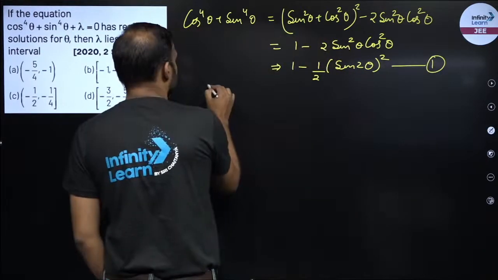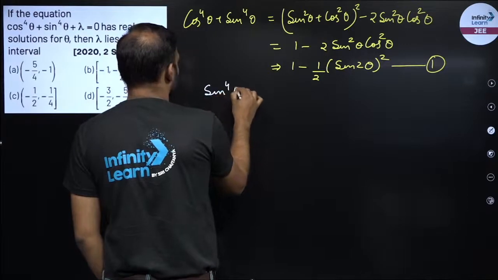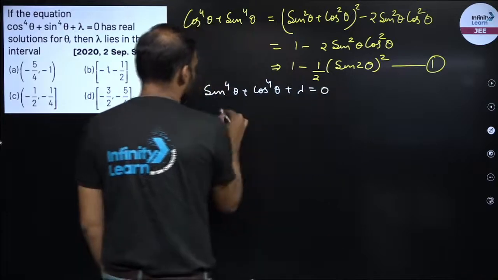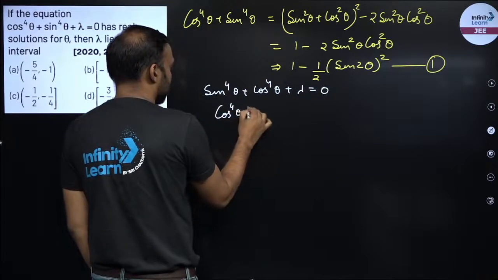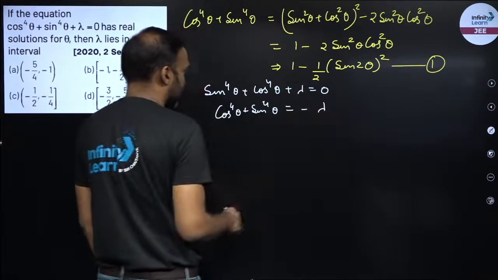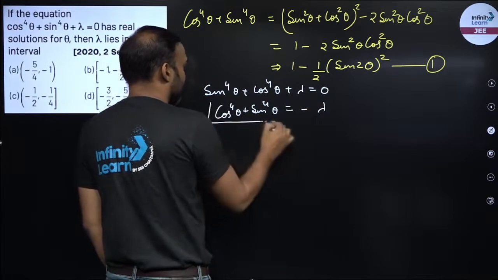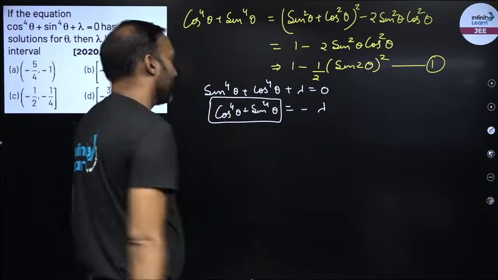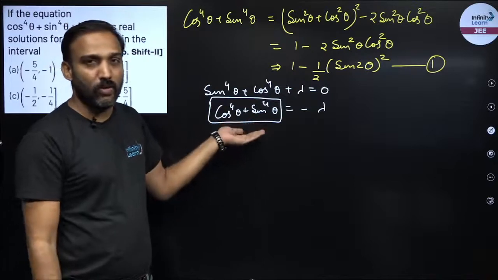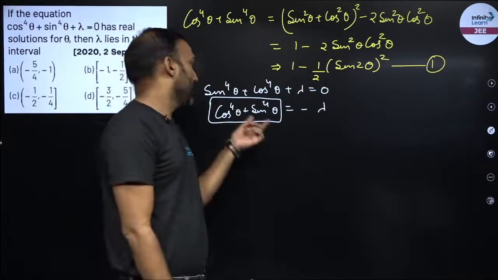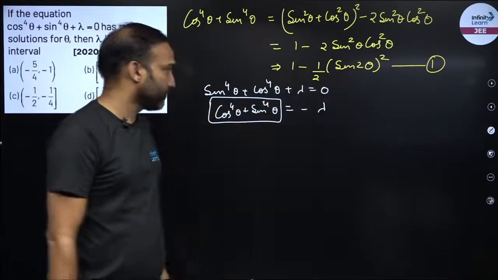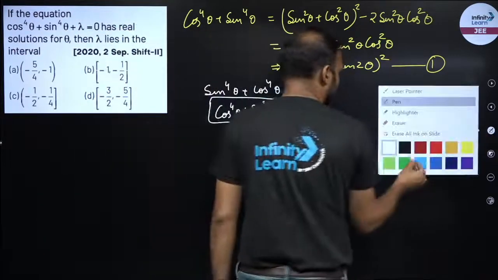Now the question is sin raised to power 4 theta plus cos raised to power 4 theta plus lambda is equal to 0. So from here I can say, rearranging the first two terms, this is equal to minus lambda, right? So I have to find the maxima and the minimum value of this. If minus lambda lies between the maximum and the minimum value of this, then I will have a solution, right? So what is the maximum and the minimum value for this? For this I can calculate.